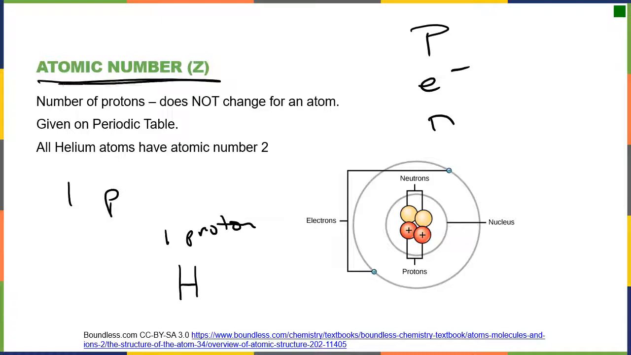All right, that number, the number of protons, is symbolized by a Z, and it is called the atomic number. So for example, if we have helium, all helium atoms have an atomic number of 2, and they have 2 protons. If our helium atom is neutral, it is also going to have 2 electrons, and the number of neutrons, again, is variable.